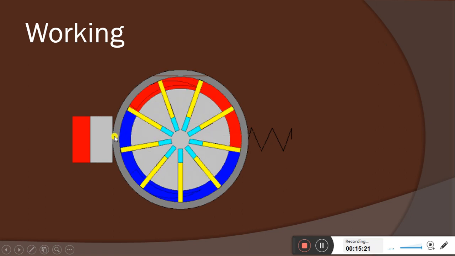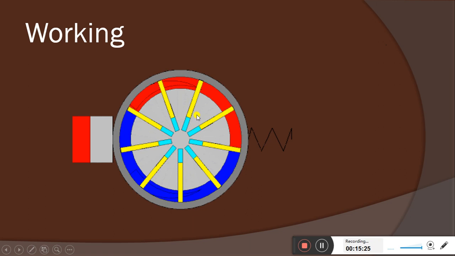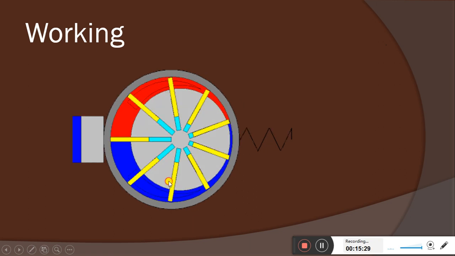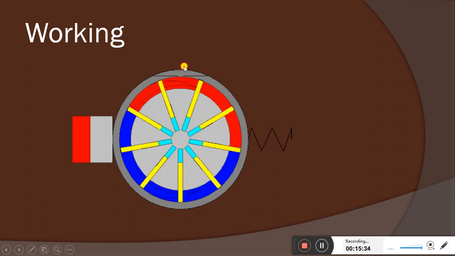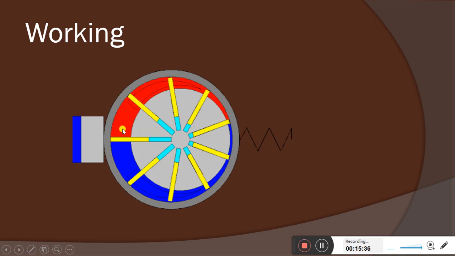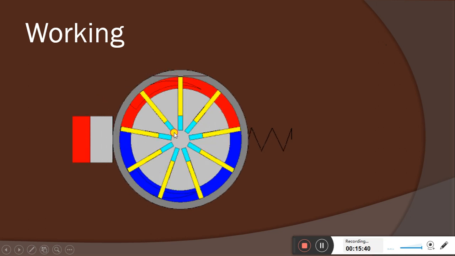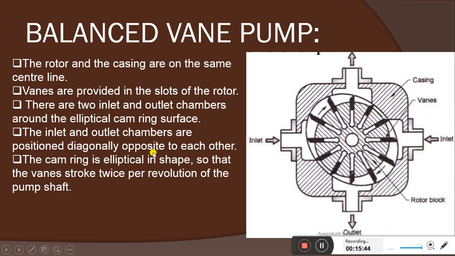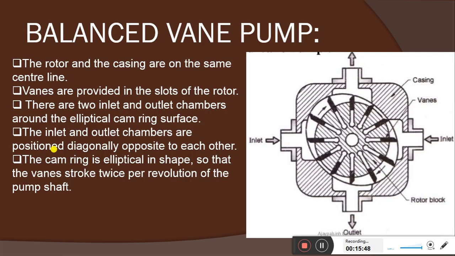Okay, so this is the cam ring, this is the rotor, and the vanes, which are yellow in color, are in the radial slots. What happens as the inlet pressure increases and the discharge pressure is increased? The ring is made to become concentric, then the flow is reduced and the pressure can be maintained. Okay, so this is all about the unbalanced vane pump.